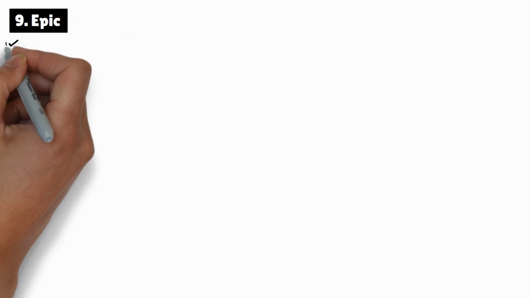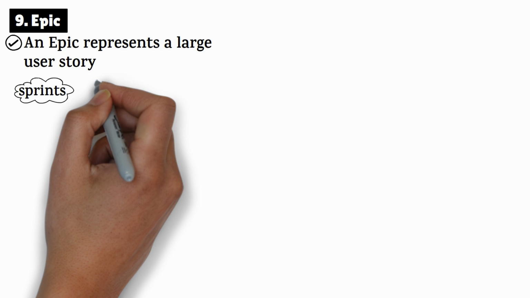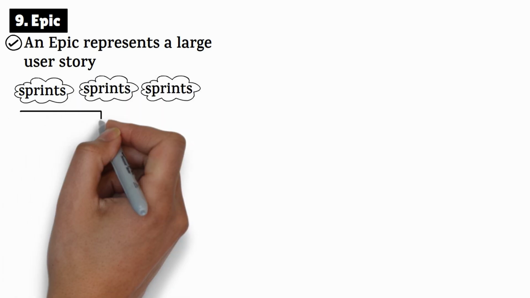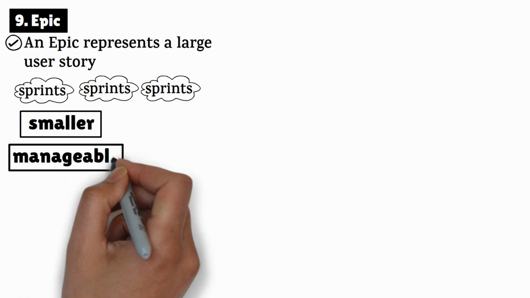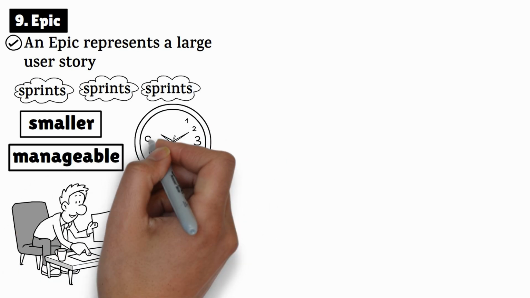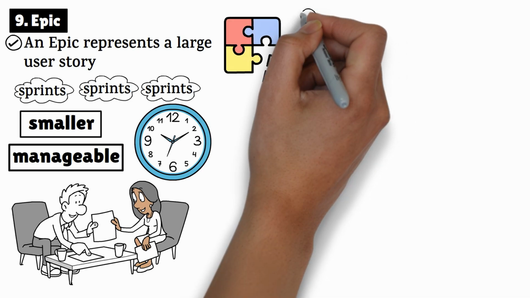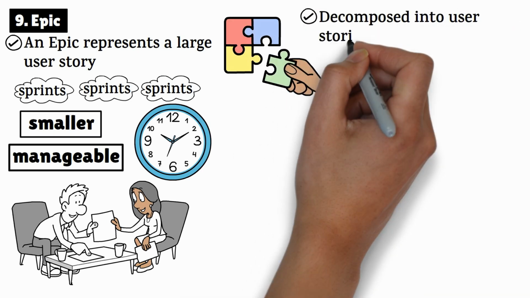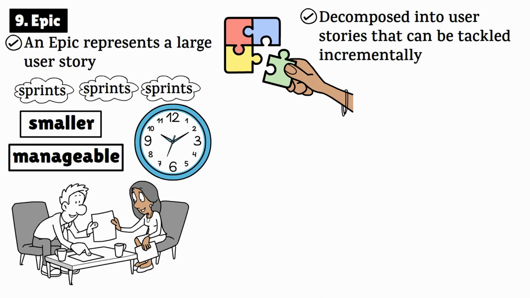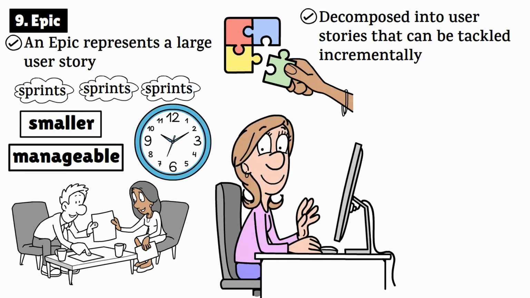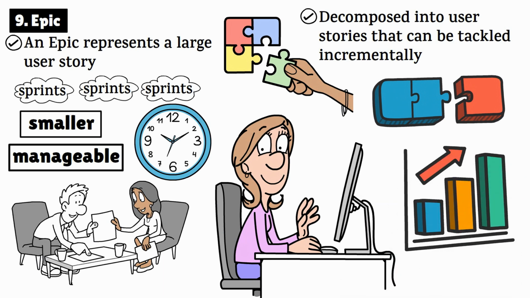9. Epic. An epic represents a large user story that typically spans multiple sprints and requires breaking down into smaller, manageable stories. It's essentially a big picture feature that takes time and effort to deliver. Epics provide a high-level overview of substantial pieces of functionality, which are then decomposed into user stories that can be tackled incrementally. This approach allows the team to deliver complex features piece by piece while maintaining focus on incremental progress.